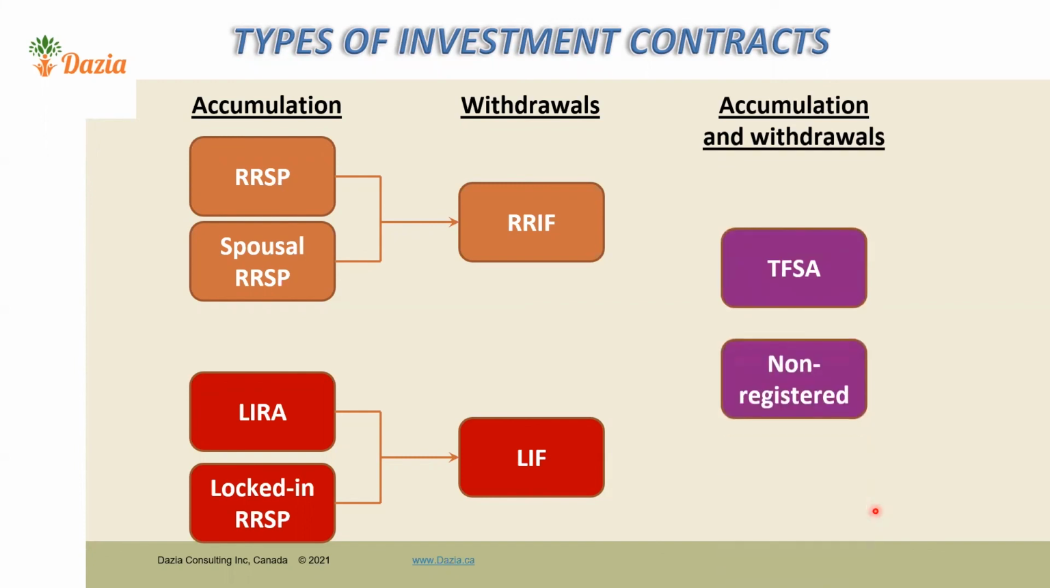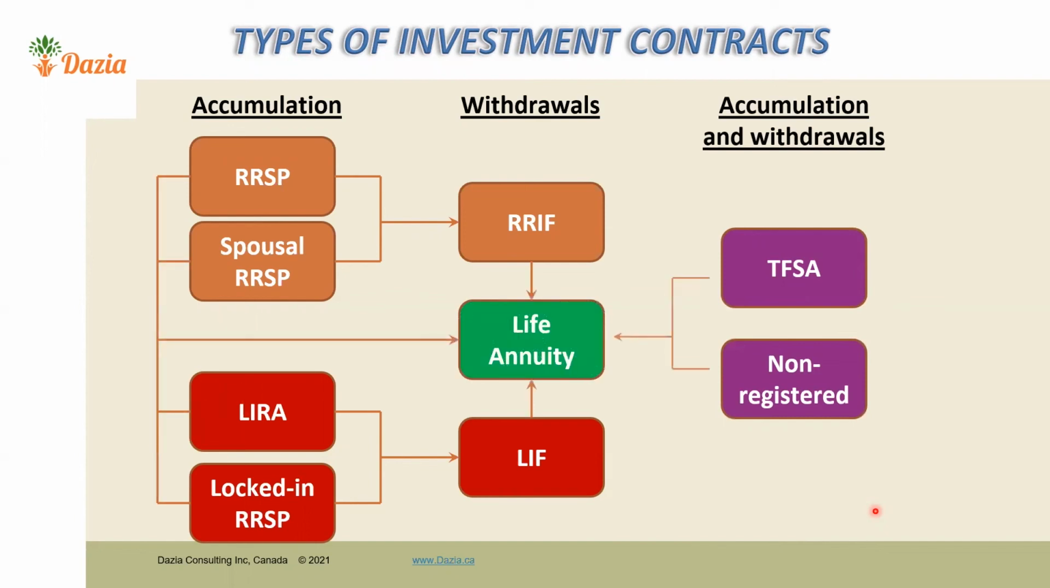For accumulation and withdrawals, you have TFSA and non-registered here. You can put money in and you can take it out also. It's not locked in. And then you have life annuity also. So on maturity, your RSP money can go to a RIF account or it could go to a life annuity. Same thing with the LIRA and the locked-in account. They can either go to a LIF account or they can go to a life annuity. The life annuity is something where all these can be converted into.